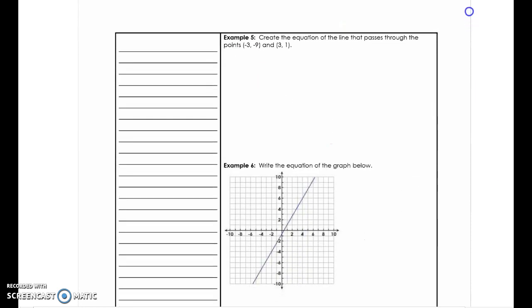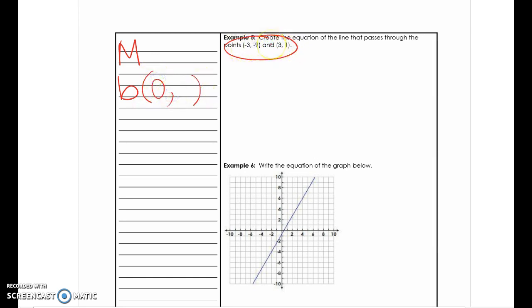Example 4 is very similar. Example 5, except I only have 2 points on the line. So what 2 things do I need to write the equation of the line? I need the slope and I need the y-intercept. Given 2 points and neither point is the y-intercept, how do I know when I have the y-intercept? I have an x value of 0.